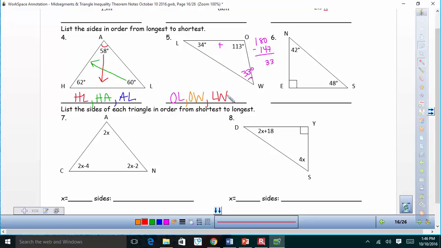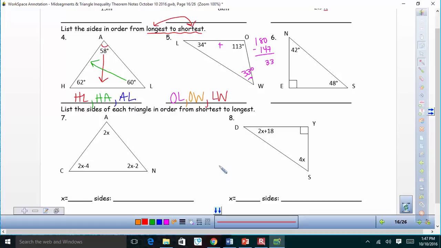Yes, ma'am. It should be longest to shortest. I put it shortest to longest. Up here it said, list the sides in order from longest to shortest. I swapped them. Okay.